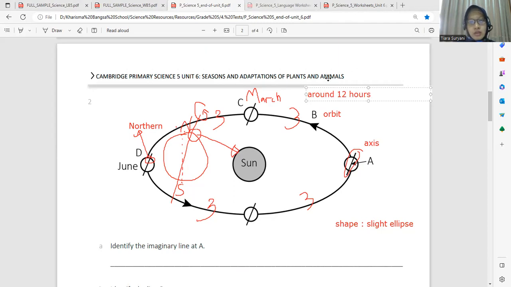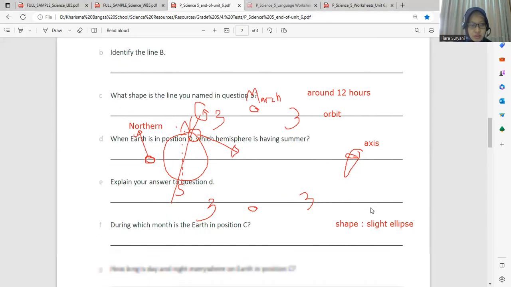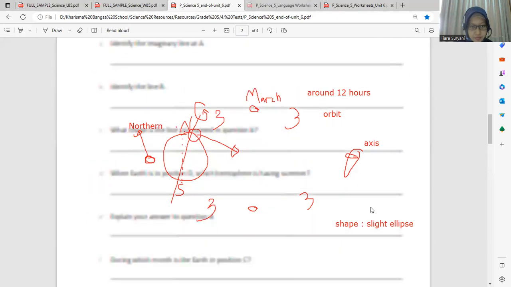Okay, and let me explain through this picture as well. The northern hemisphere is having, this is summer, and after summer is autumn. After autumn is winter. After winter is spring. Okay, so later I will explain through the table, because through this picture it's not really clear. Let's move on.